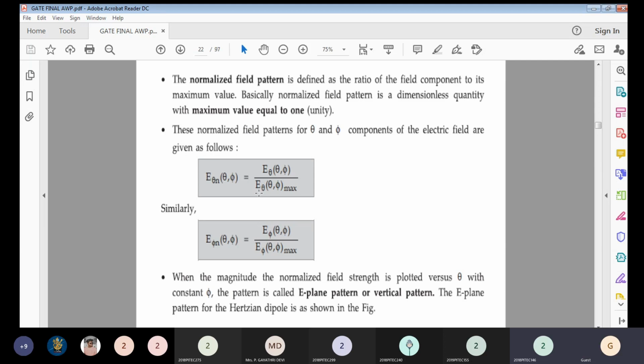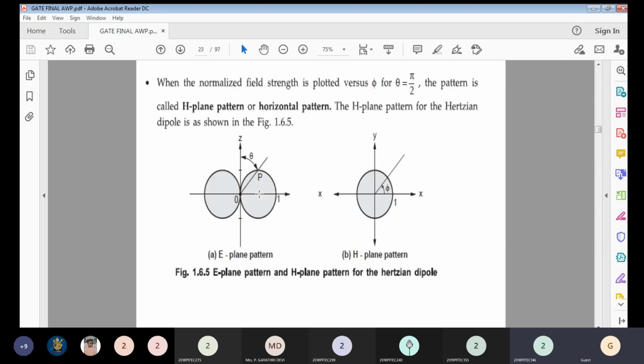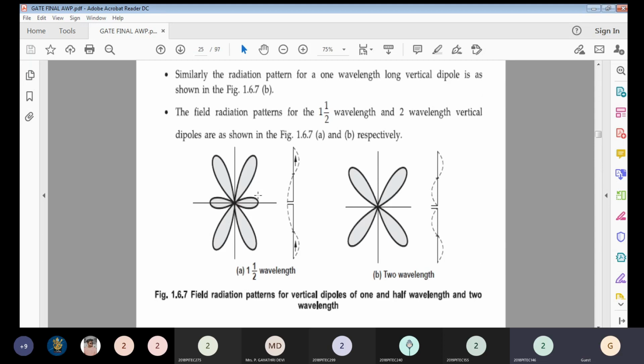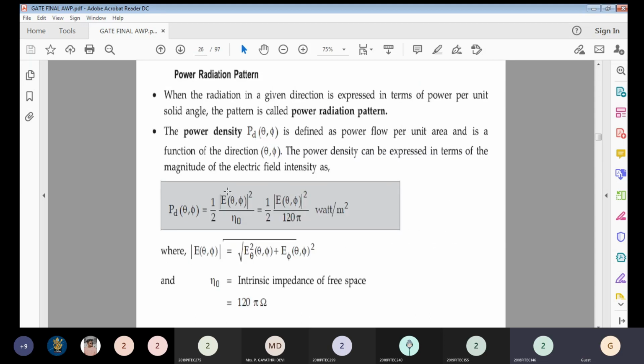E theta n of theta comma phi is equal to E theta of theta comma phi by E theta comma phi maximum. This is the formula, and how this happens with the help of the antenna has been represented. And power pattern, Pd of theta comma phi equal to 1 by 2 E of theta comma phi whole square by eta, where eta is 120 pi, the free space impedance. 120 pi is the free space impedance, or we can simply say it as 377 ohm, the intrinsic impedance of free space.